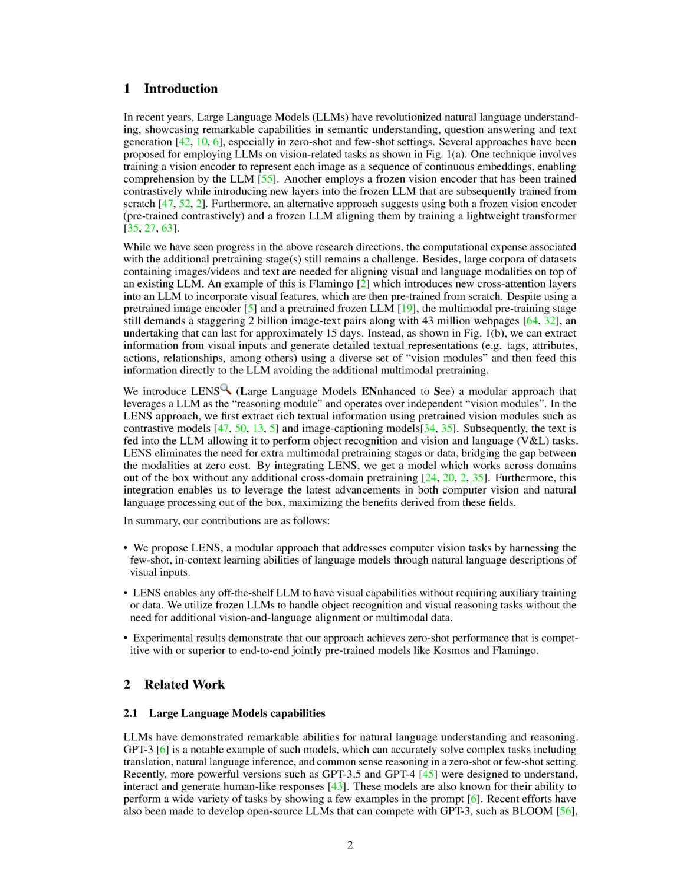This leads us to the introduction of LENS, an acronym for Large Language Models Enhanced to See. This approach uses an LLM as the reasoning module and works with independent vision modules. In the LENS method, we first extract rich textual information using pre-trained vision modules like contrastive models and image captioning models. This text is then fed into the LLM, allowing it to perform tasks like object recognition and vision and language (VNL) tasks. LENS eliminates the need for additional multimodal pre-training stages or data, thereby bridging the gap between the modalities without any extra cost.